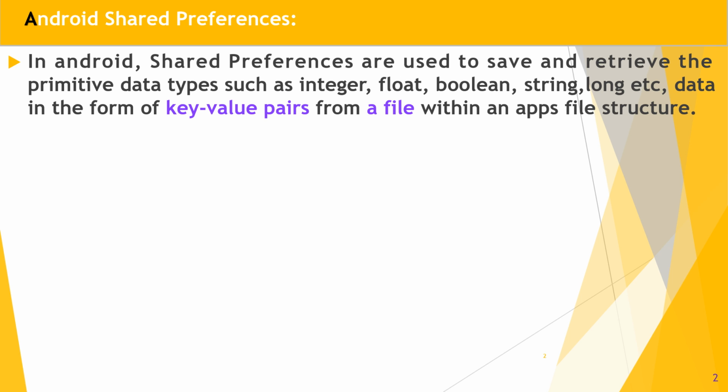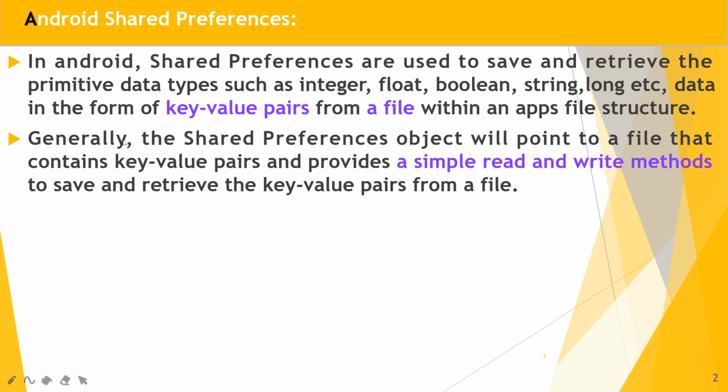So what is shared preferences? Shared preferences is a small database which contains primitive data types in the form of key value pairs. So primitive data types are nothing but integer, float, boolean, string, long, etc. Generally, shared preference objects will point to a file that contains key value pairs and provide simple read and write methods to save and retrieve the key value pairs from a file.